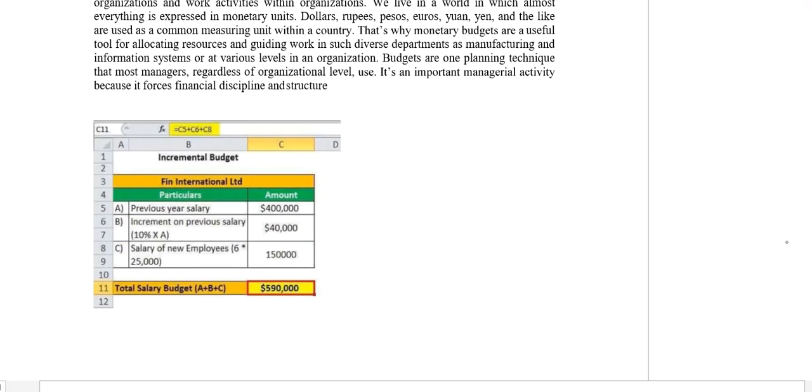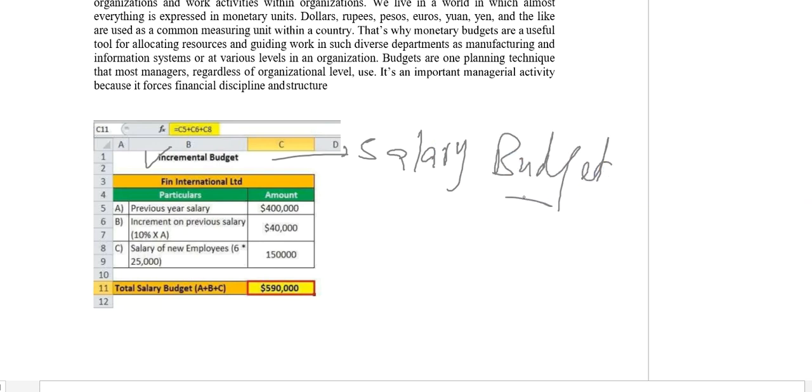So students, let's have a couple of examples of budgeting, and after that we will move forward. Number one, incremental budget or salary budget. For example, there is a company, Fin International Limited. In previous year, 2022, the total amount of salary was 4 lakh. After 1 year, in 2023, they have to give a 10% raise to their employees.